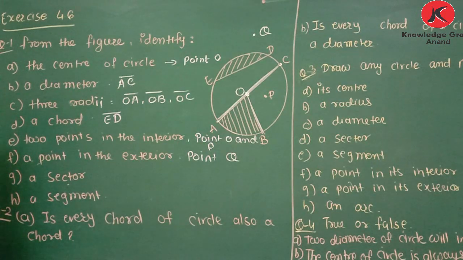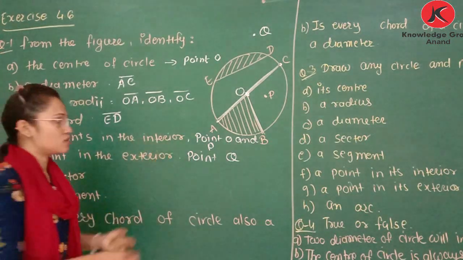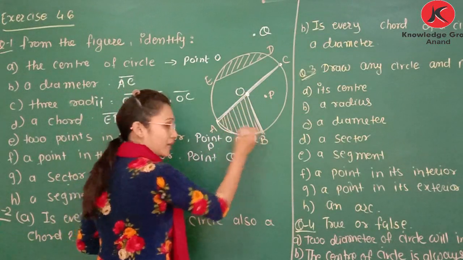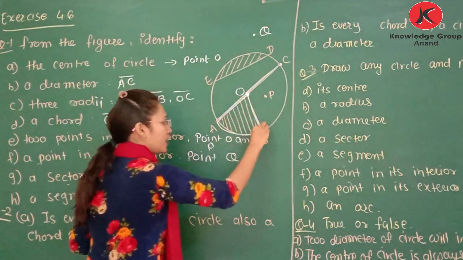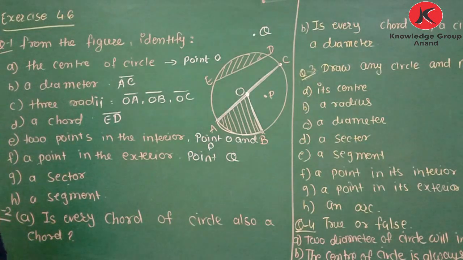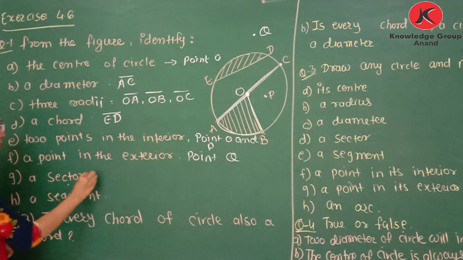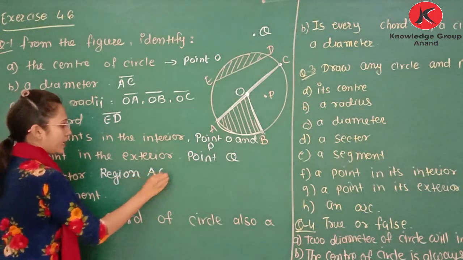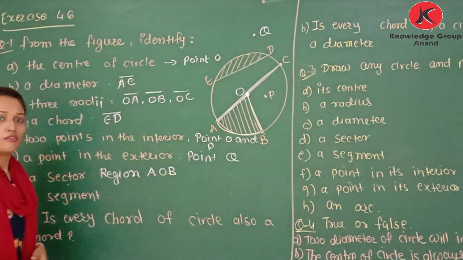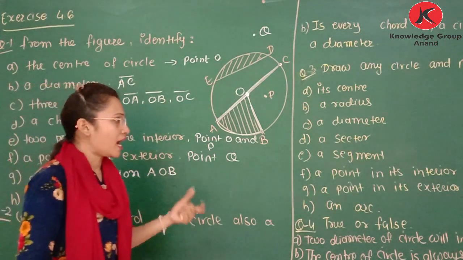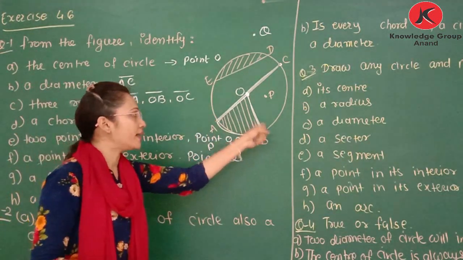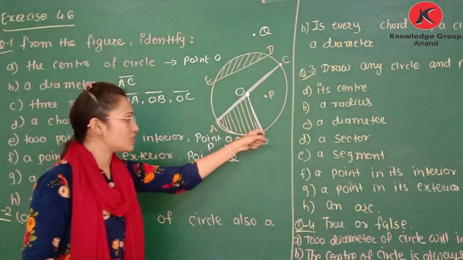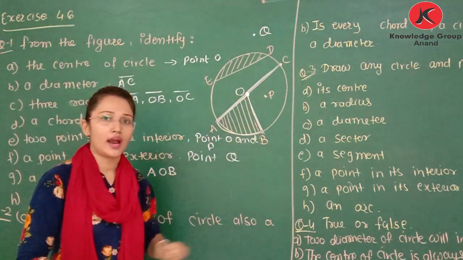Now next, a sector. What is a sector? It is the area formed by an arc and 2 radii. So you can write region AOB. What is a sector? It is the area enclosed by an arc and 2 radii. So here AB is the arc, OB and OA are the radii.